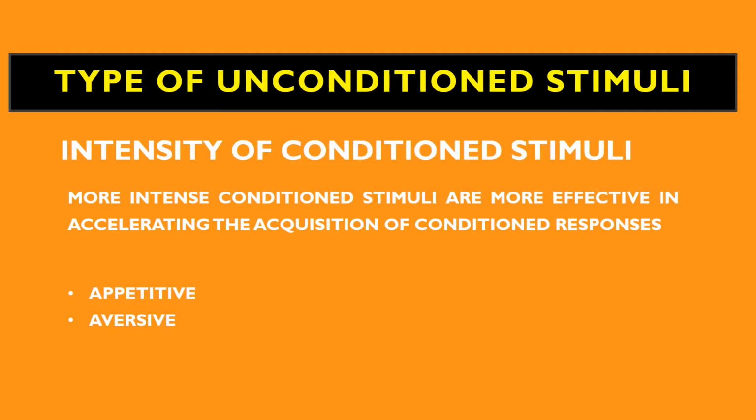Another factor that affects classical conditioning is the type of unconditioned stimuli. In other words, it can be said as the intensity of the conditioned stimuli. The more intense the conditioned stimuli are, the more effective they will be in accelerating the acquisition of the conditioned response. The unconditioned stimuli used in studies of classical conditioning are of two types, and this influences the course of both appetitive and aversive classical conditioning.